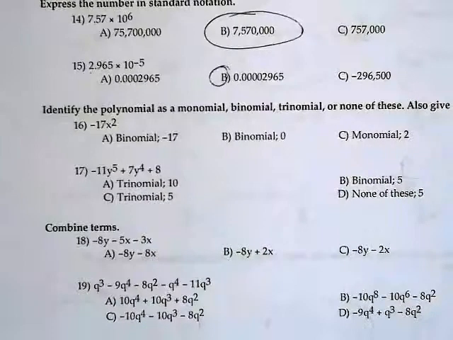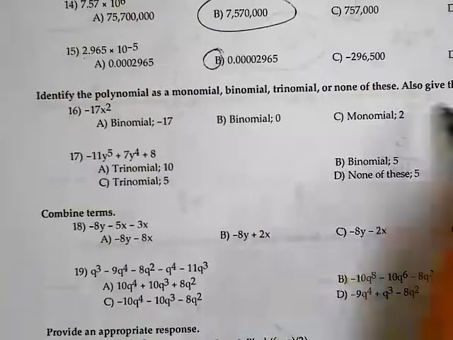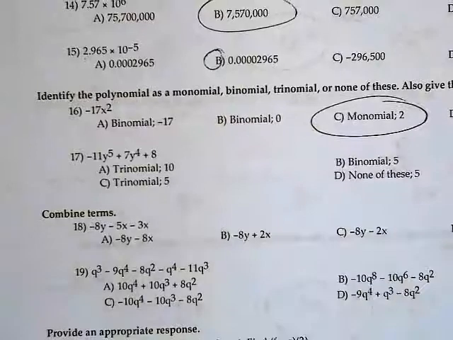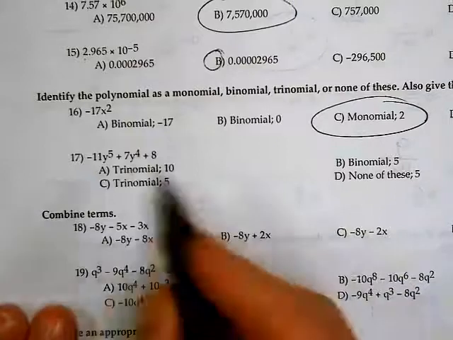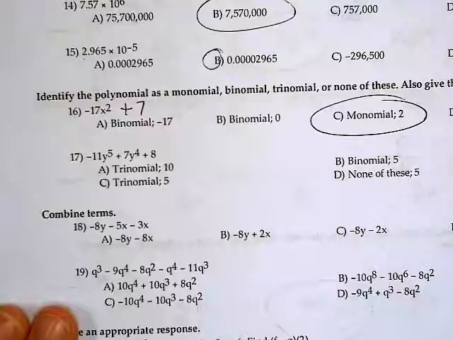Identify the polynomial as a monomial, binomial, or trinomial, or none. Give the degree. 16 is a monomial, degree 2. How do you know the degree? You look at the exponent. How do you know it's a monomial? It's one item. A binomial would be 2 items. Like if I put plus 7, that would turn it into a binomial.